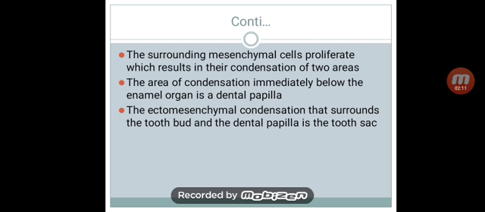Now, as we know, the epithelium of dental lamina is separated from the ectomesenchyme by a basement membrane having certain swellings, about 10 points, because we have 10 teeth in each arch. The surrounding mesenchymal cells proliferate and result in the condensation of two areas. The area of condensation immediately below the enamel organ is the dental papilla. Dental papilla is present just below the basement membrane. The ectomesenchymal condensation that surrounds the tooth bud and dental papilla is the tooth sac.